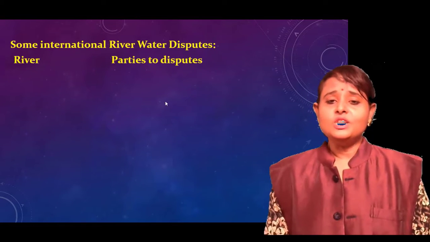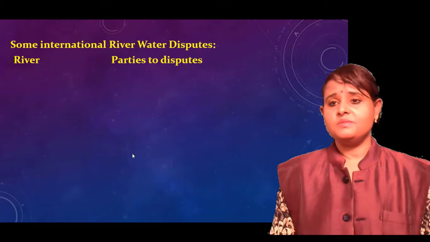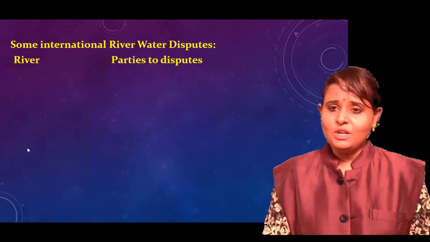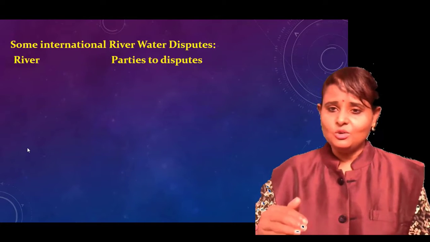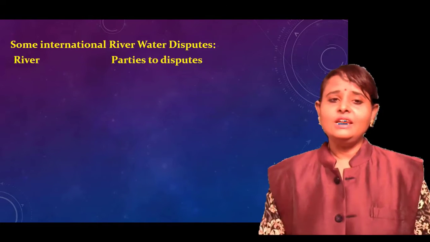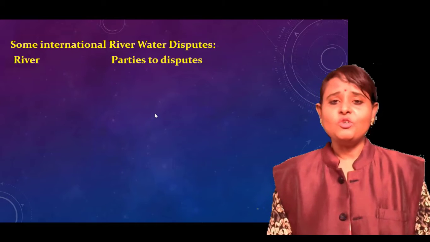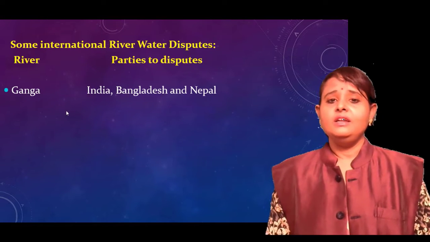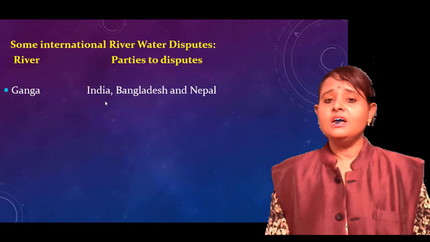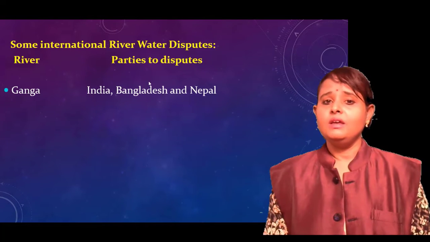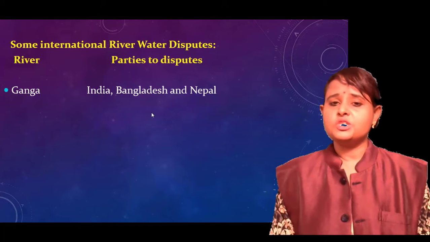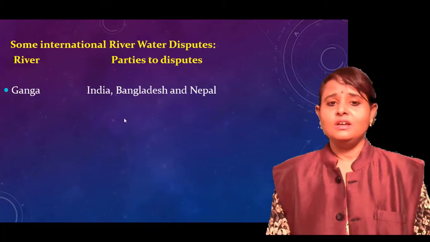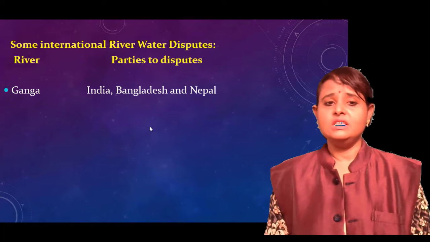Now, conflicts of water is in your syllabus. Conflicts means disputes. A dispute arises between two countries or between two states. Let us see some of the international water disputes. See, this is the river Ganga. Dispute between India, Bangladesh and Nepal. These are the parties to the dispute. They will ask you this for a 1 mark question, so please listen to this.